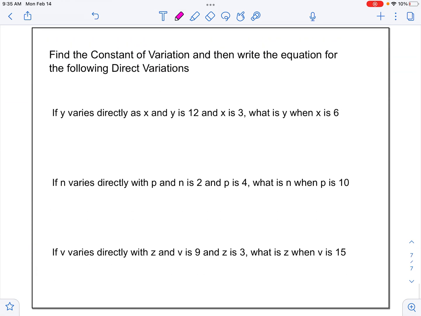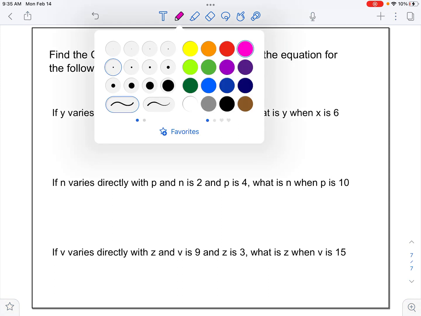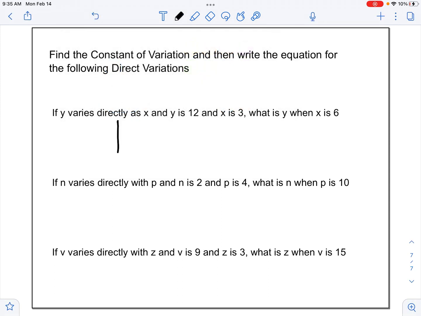Okay, so let's look at these. Find the constant of variation and then write the equation for the following direct variations. So they are telling you that they have direct variations, so that's a helpful thing to know. You do need to know that. So let's do some t-charts just so we can fill them out. So I'm going to just do a t-chart for each one. And how they're written really matters.